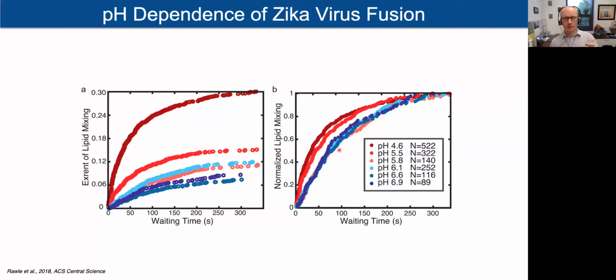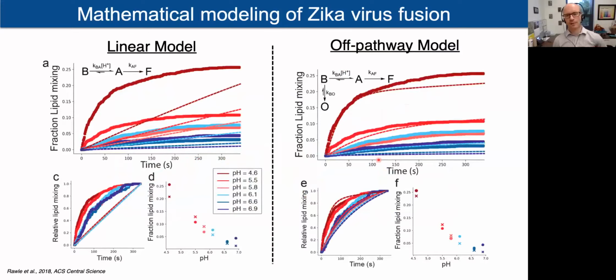The second thing that we observed was that if we normalized these curves, so they're all going to their maximum value, we saw only a very moderate change in the normalized rate, or the curve shape, even across a really wide range of pHs. This was initially very puzzling to us. How can we get such a dramatic change in the final extent, but only a very moderate change in the curve shape? To investigate that, we did some mathematical modeling. This shows the results of some very simple models, which are basically modeling the steps that occur in between when the virus is bound and when it fuses.